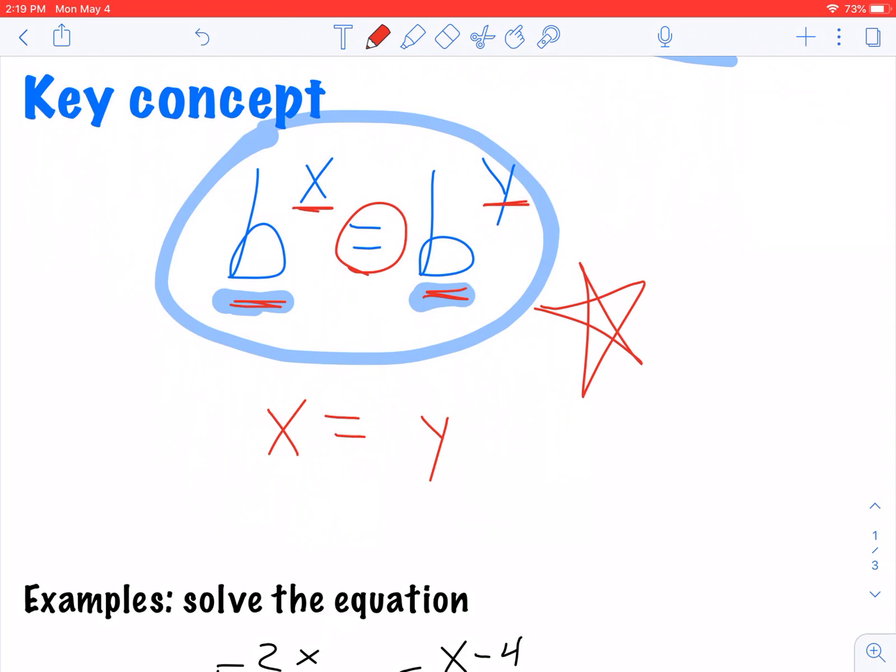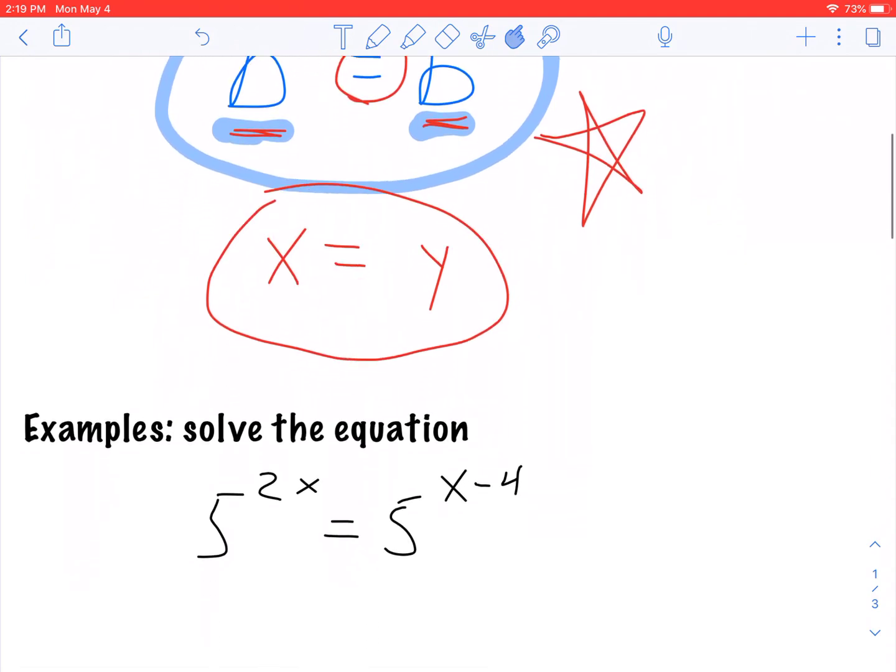So therefore, if I have b to the x equal to b to the y, I know that the exponents x and y must be set equal to each other. And that's the strategy we're going to use to solve the beginning stages of exponentials. So let's take a look at some examples. There's going to be three scenarios for us.